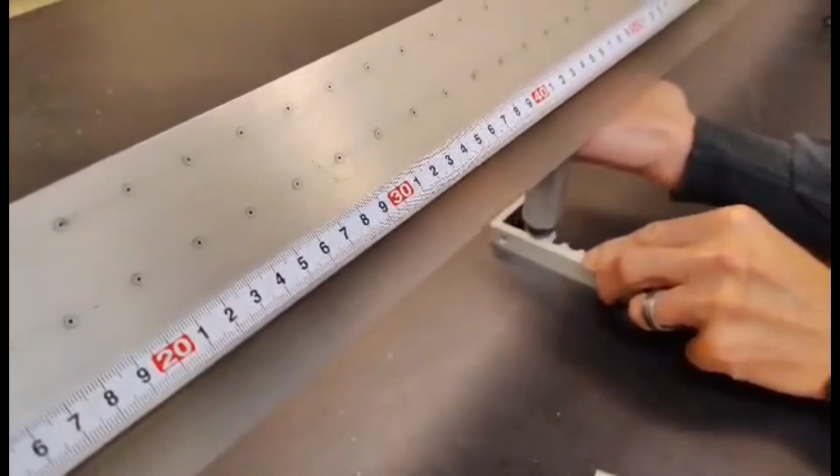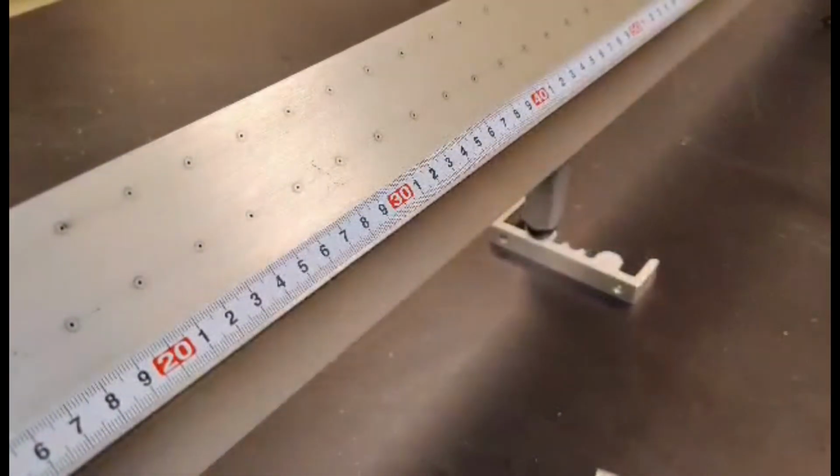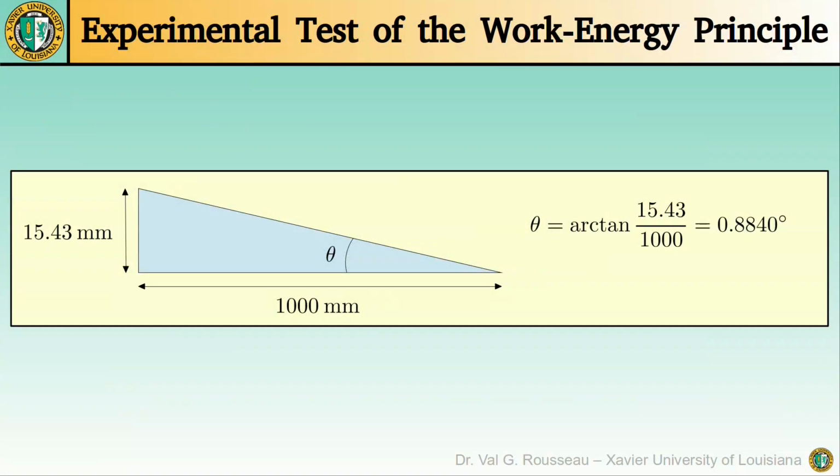So let's pause here and determine the angle of the incline. We know that the distance between the track's feet is 1 meter or 1000 millimeters, and the spacer we added is 15.43 millimeters. So we can calculate the angle to be 0.8840 degrees. Also, this leads to an acceleration of negative 0.1512 meters per second squared.